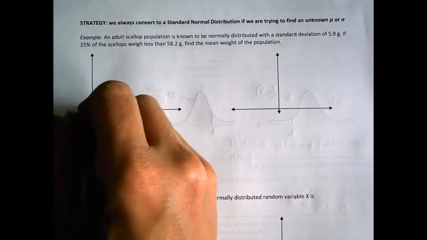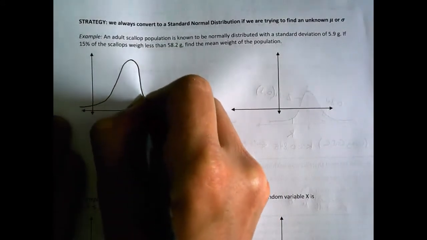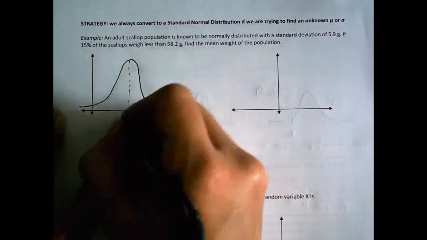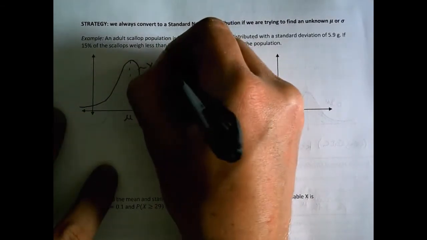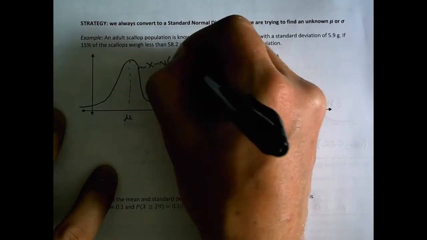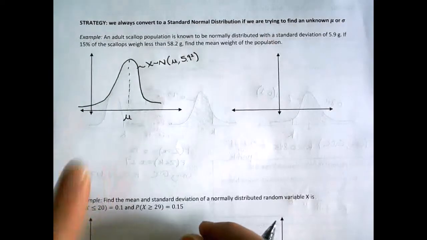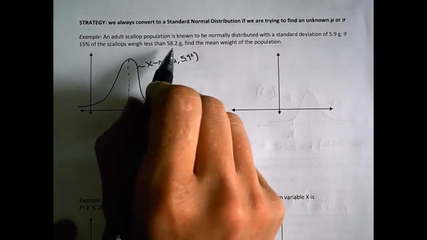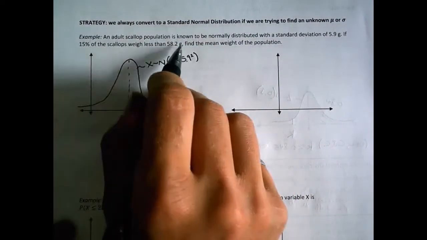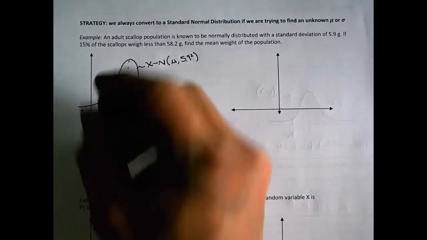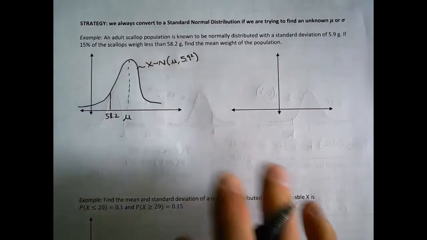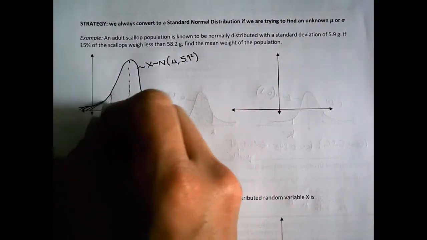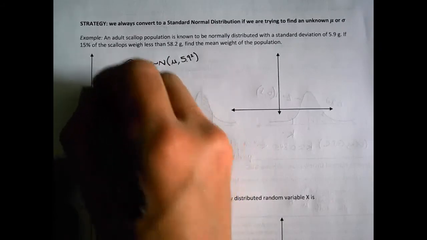So I'm going to draw my normal distribution. We don't know the mean, right? That's our unknown. But we know this follows a normal distribution with an unknown mean, we'll call it mu, and a standard deviation of 5.9 squared. We also know that there's a cutoff, 15% of scallops weigh less than 58.2. Well, that means a small amount, so my cutoff has to be somewhere here. And this area, this is 15%.